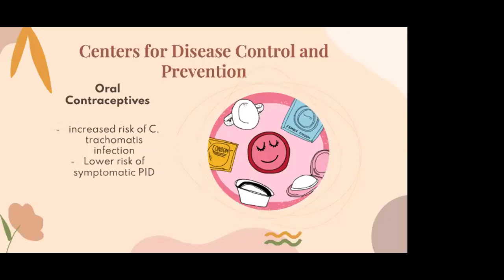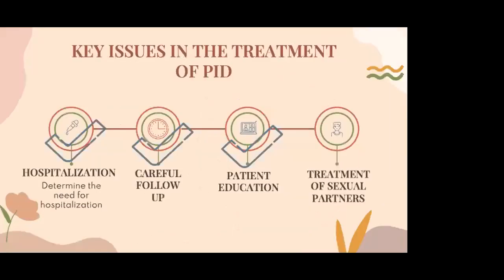There's a conflict in the use of oral contraceptive pills and PID, as studies showed an increased risk of C. trachomatis infection and a lower risk of symptomatic PID. So all women who received a diagnosis of acute PID should also be tested for HIV, as well as gonorrhea and chlamydia using nucleic acid amplification test.